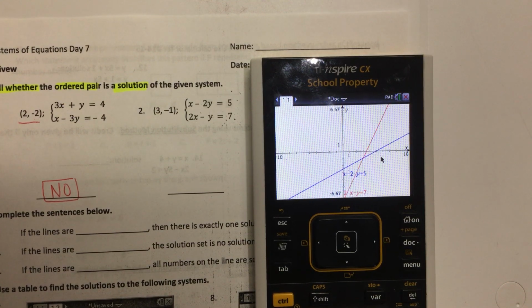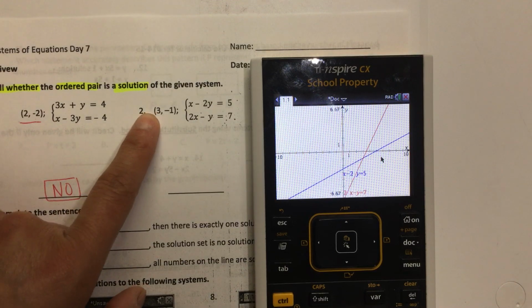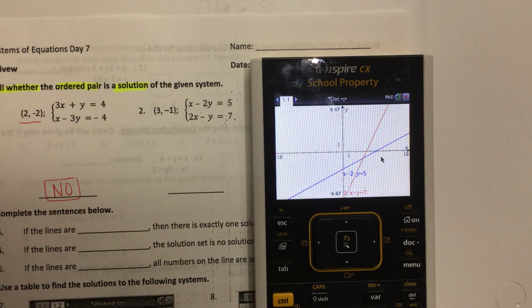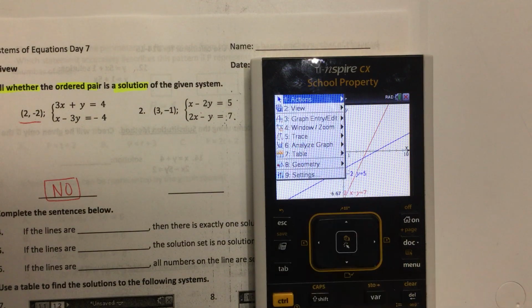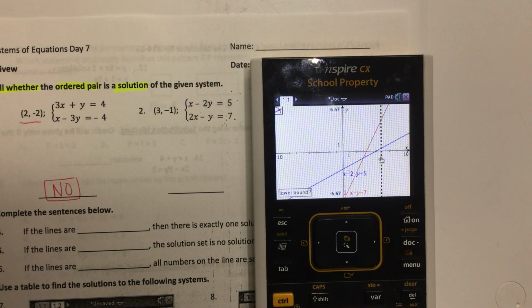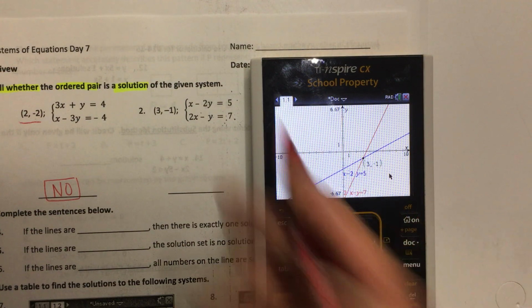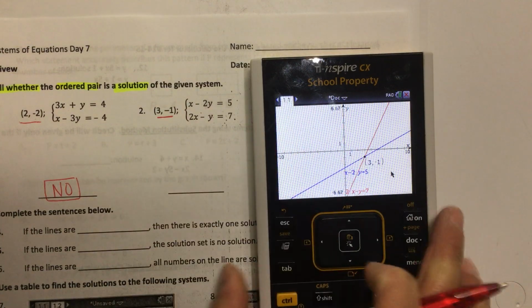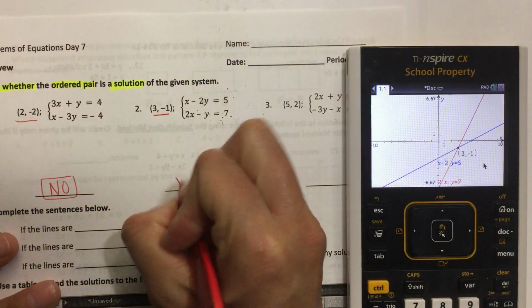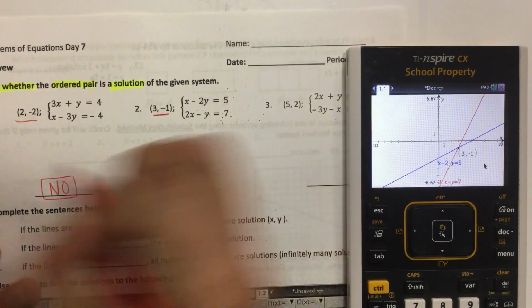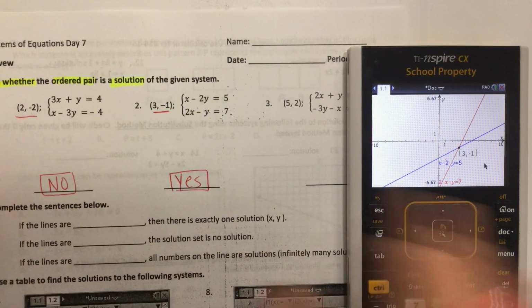Press enter. We are checking if the point 3, negative 1 is a solution. So if you type menu, 6 to analyze, 4 for intersection, you click once on the right, highlight, click once on the left. The point of intersection is 3, negative 1, and that is the point listed. So we will say, yes, this is a solution to the system.